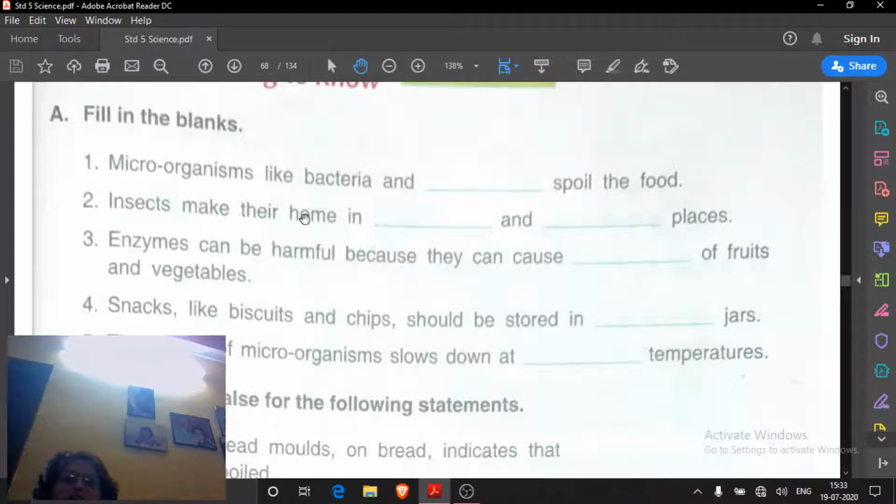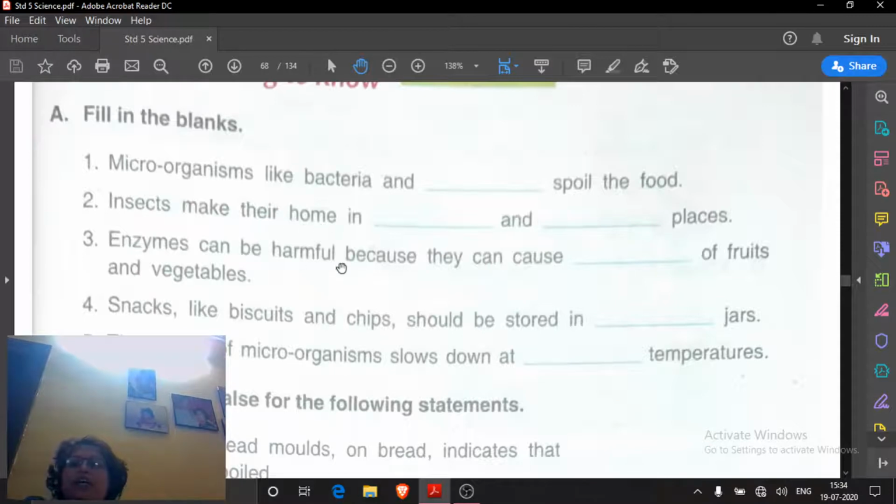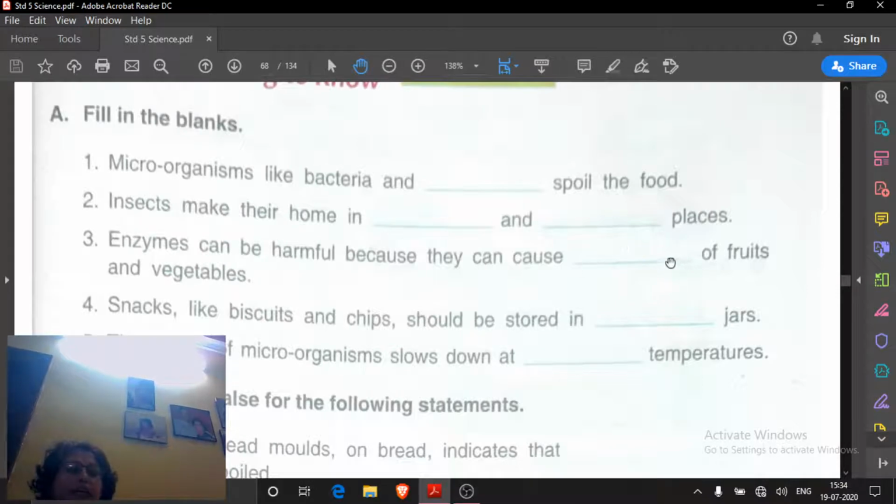Then insects make their home in dash and dark places. What will you write? Insects make their home in moist, M-O-I-S-T, moist and dark places. Third one is enzymes can be harmful because they can cause dash of fruits and vegetables. What will you write? Enzymes can be harmful because they can cause spoilage.